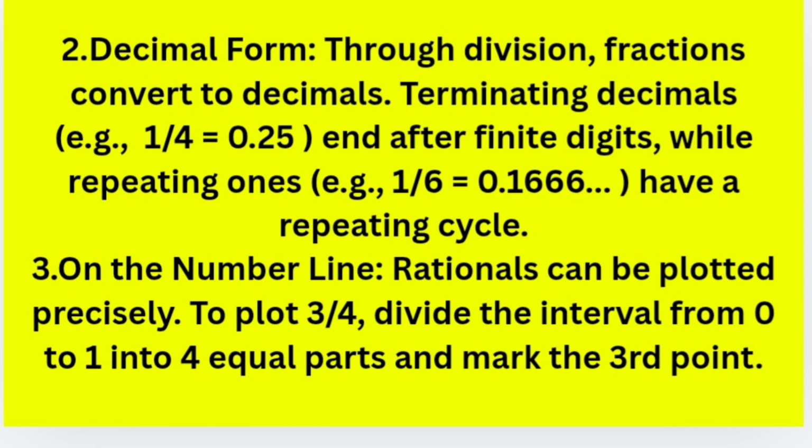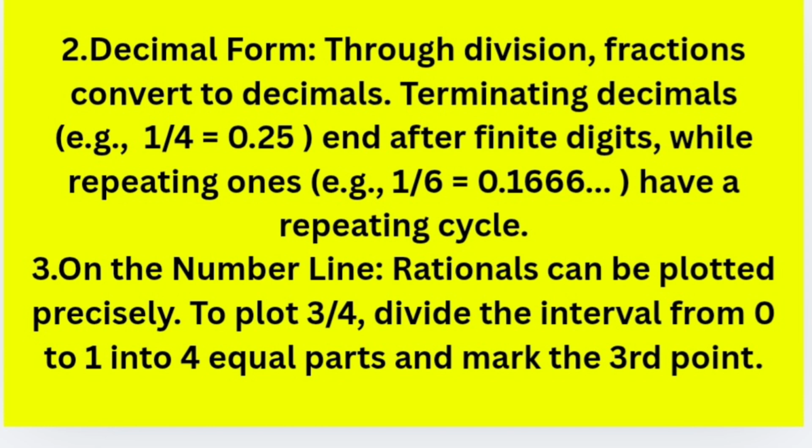Decimal form. Through division, fractions convert to decimals. Terminating decimals end after finite digits. For example, 1 over 4 is equal to 0.25. While repeating ones have a repeating cycle, for example, 1 over 6 is equal to 0.1666.